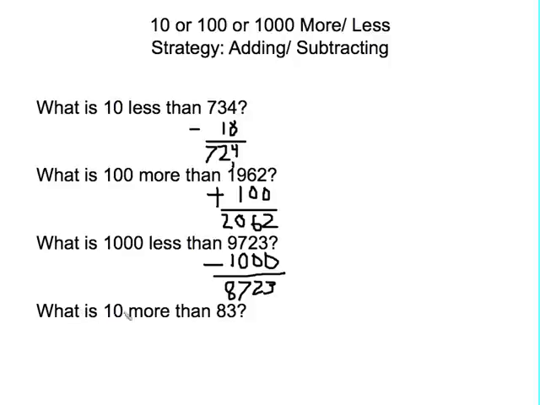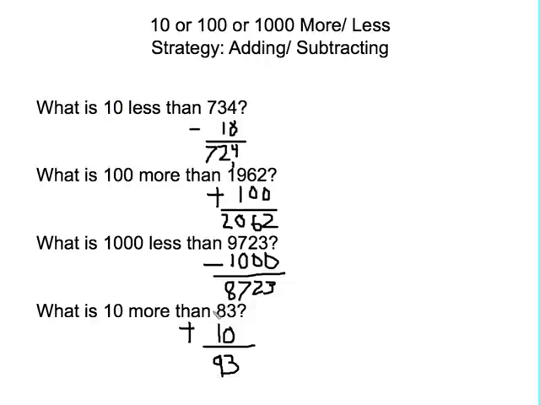And then this last one, 10 more. More tells me I'm adding. I need to make sure that I line up my 1 in the tens place value. So here's my ones and my tens. I have 1 extra 10 that I'm adding and 0 extra ones. 3 plus nothing is 3. And 8 plus 1 is 9. I figured out that 10 more than 83 is 93.